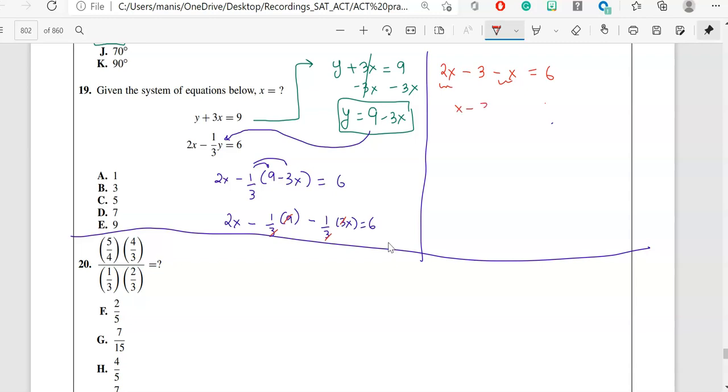It will give me x minus 3 is equal to 6, and then I can add 3 to both the sides. So my value of x is what? 3. Now the question is asking me the value of x, and I ended up with the value of x as 3. So this means option choice B is my correct answer.